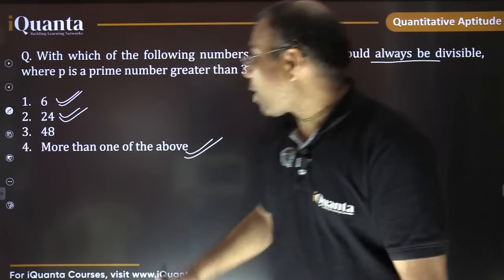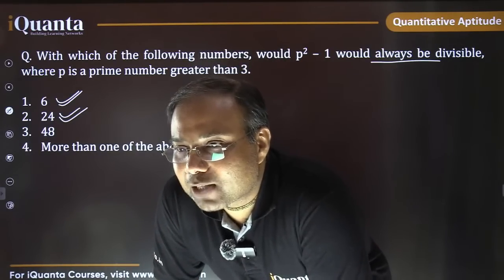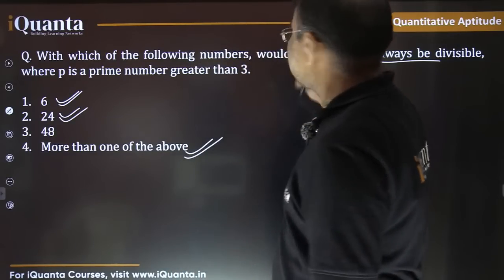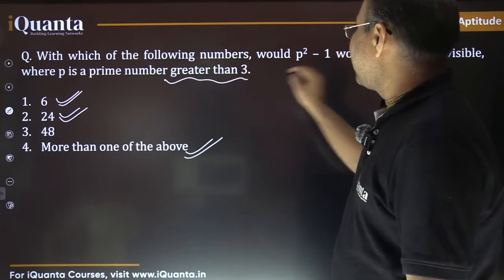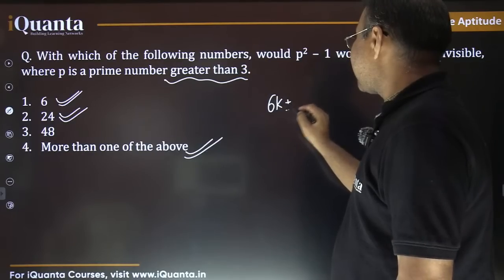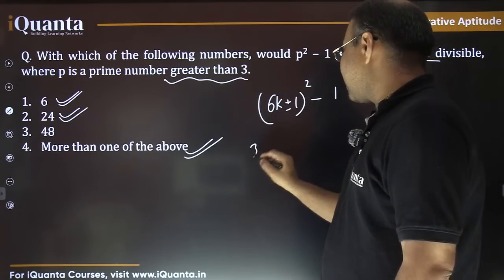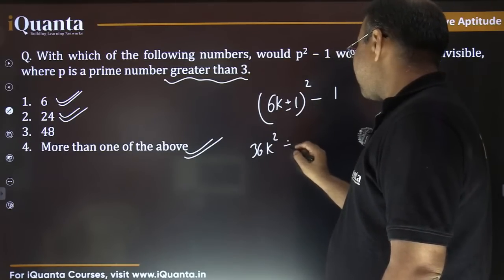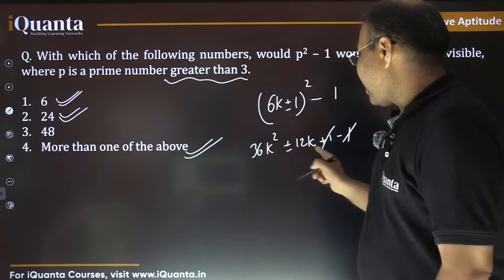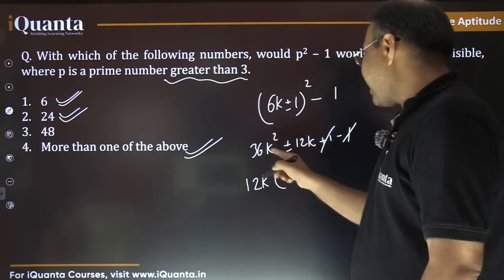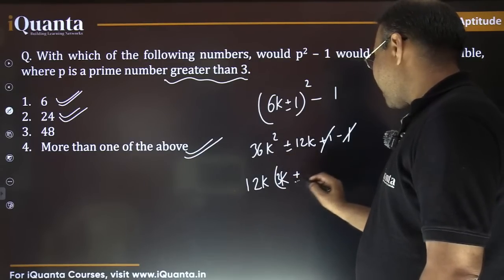But now my question is, how did you get to know 24? You are saying from the 6k plus minus 1 form. Okay, that means you are saying to put 6k plus minus 1. Let me check. Since p is greater than 3, I can put the value of p as 6k plus minus 1, square, minus 1. Let's open the square. 36k square plus minus 12k plus 1 minus 1. Plus 1 minus 1 will be cancelled. From here you can take out 12k common. It is 12k into 3k plus minus 1, right?